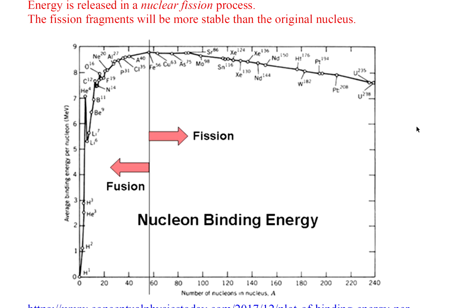So taking a look at this average binding energy per nucleon versus number of nucleons in the nucleus graph, any heavy particle to the right of this vertical line results in fission. It wants to get closer towards iron because iron is the most stable element. And every element to the left of this vertical line wants to go through fusion because it wants to become more stable. The goal is to get as close to Fe, iron, as possible.